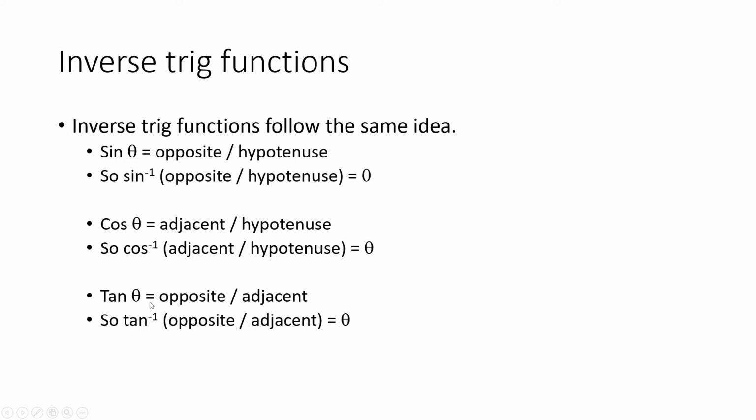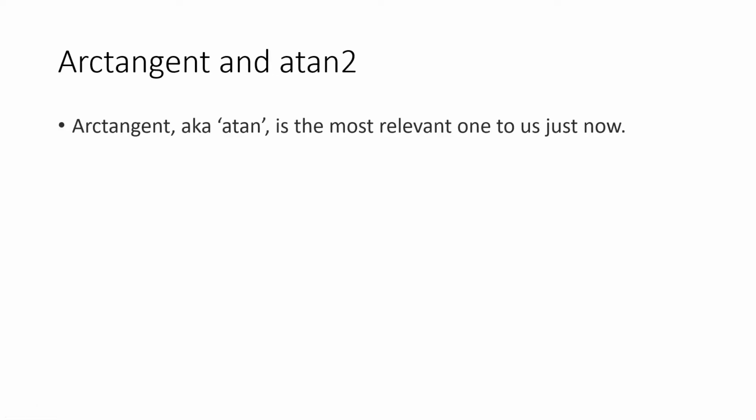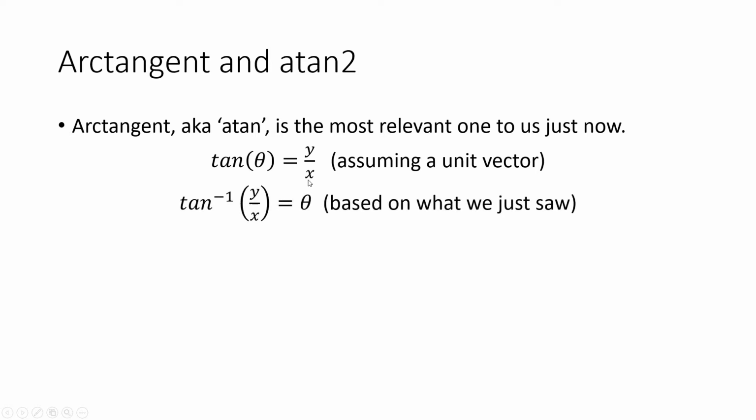The tangent of theta is opposite over adjacent. And remember, that's y over x. So therefore, the inverse tangent, the arc tangent or tan minus 1 or whatever you want to call it, the inverse function of opposite over adjacent or y over x gives us theta. So this is the most relevant one as of just now. If you do tan of theta, you get y over x, assuming a unit vector. The inverse tangent of y over x is theta.